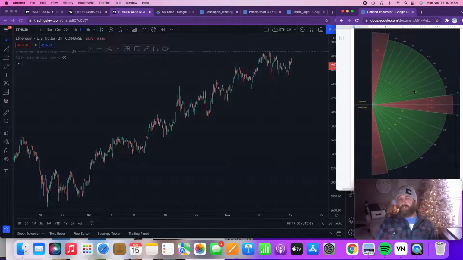Okay, so as I was saying, with the Rain Man Fan, we set it up at the bottom of a trend. We can assume on the 2-hour chart, which we're looking at for Ethereum right now, that this is the bottom of the trend. I mean, that's a long ways out. That goes all the way back to September, so too far out, but that gives you an idea of what we're looking at.